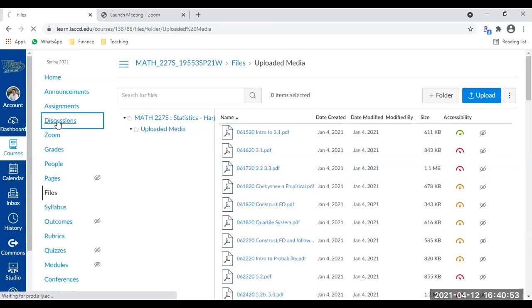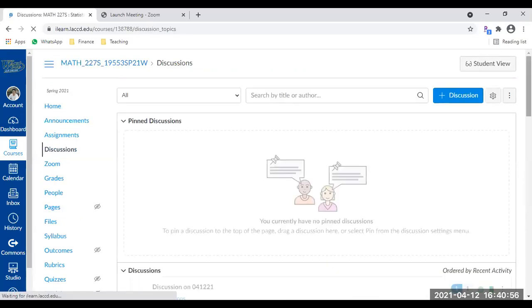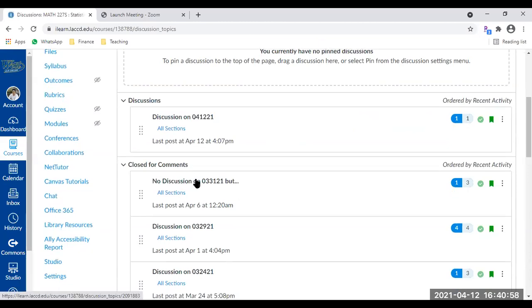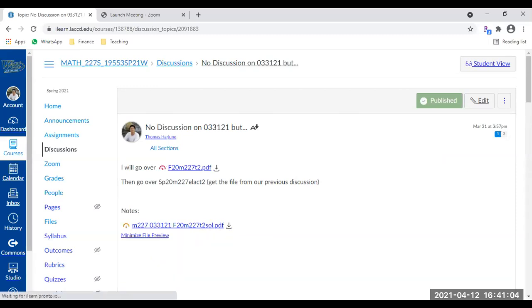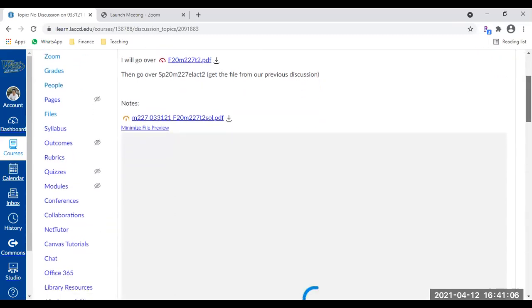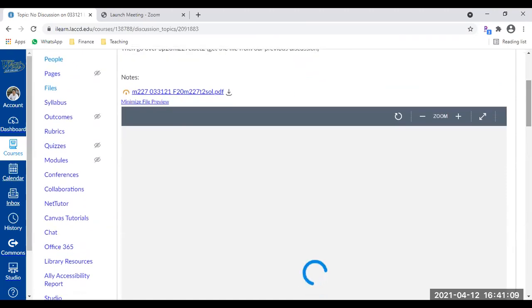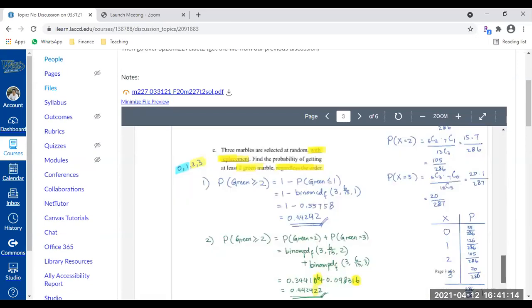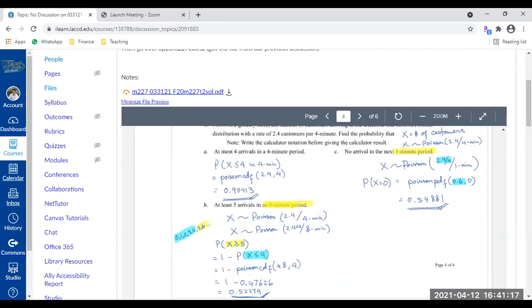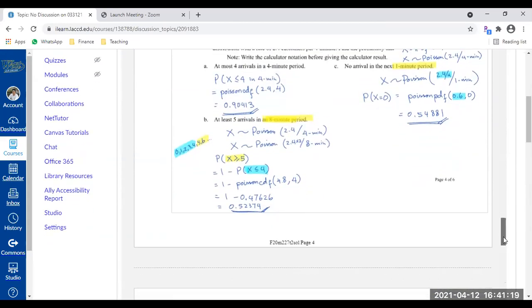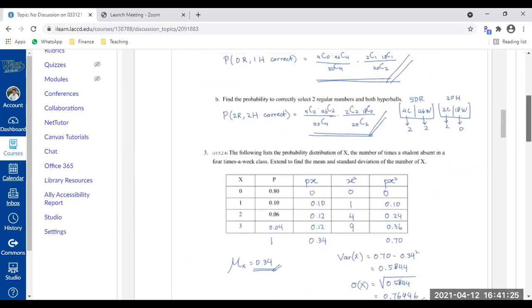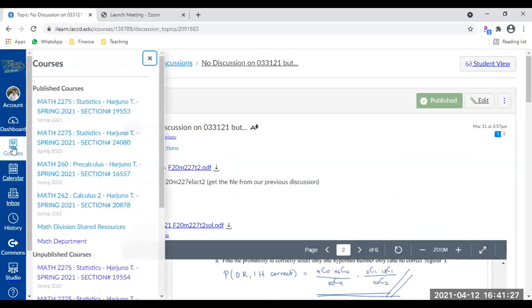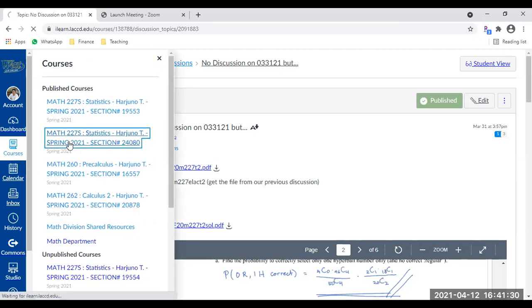Okay, let's check if it's already fixed. That's our discussion on March the 31st. The last page. Yep, it's already updated. Yeah, let me update the one from my East LA College also, just in case.